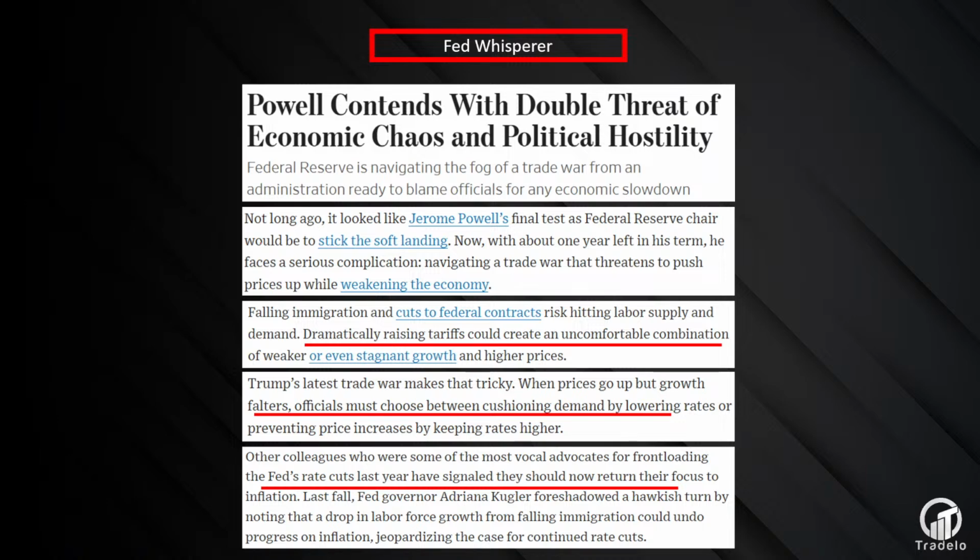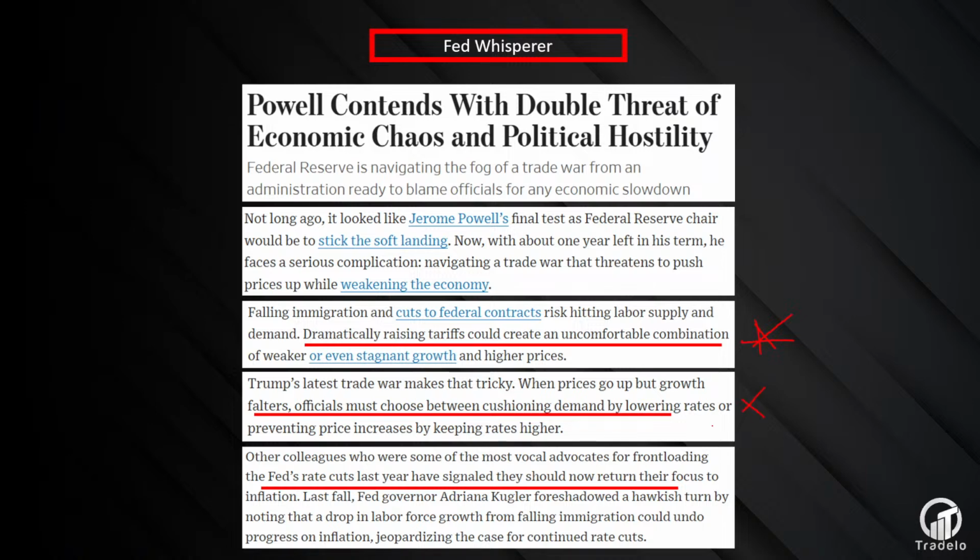Now, further on in the article, he talks a little bit about falling immigration, and of course, ultimately some of the cuts to federal spending having implications for the labor market. And again, that's creating this idea of stagnation in growth. And then, of course, the tariffs. What is it that the tariffs are ultimately going to mean for the economy, and what is the choice that Fed officials have to choose between?